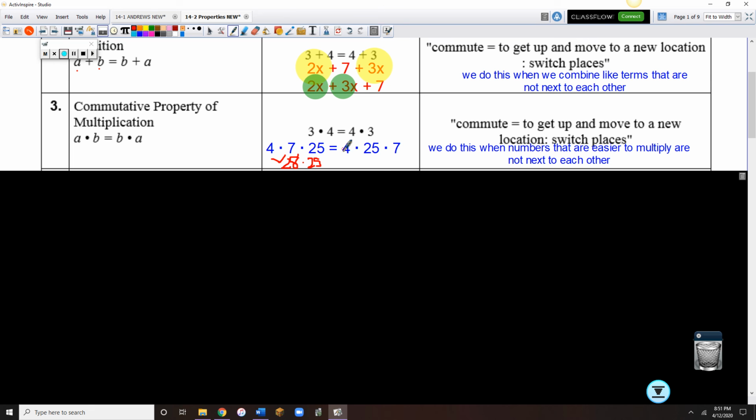But if I rearrange the numbers, 4 times 25 is 100. So the benefit here is I rearrange the numbers and multiply things together that are easy. 4 and 25 multiply to be 100. And then 100 times 7 is 700. And that's easier to do in your head. And that's one of our purposes of commutative property of multiplication.